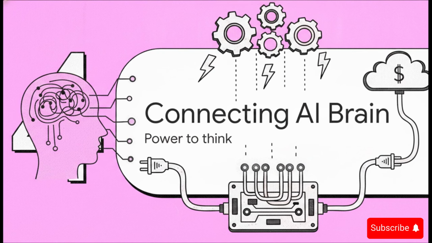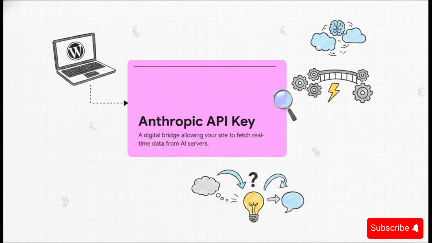All right, section 4. This is where the magic happens, connecting the AI brain, giving your tool the power to actually think. Once your WordPress is all set up and you've uploaded that zip file that Claude generated for you, you've got to give the tool its brain. You do this through an Anthropic API key. Think of it like a highly secure digital bridge. It allows your website to fetch real-time, intelligent data directly from massive AI servers. So instead of just spitting out pre-programmed, static, boring answers, this API key fuels your tool to generate dynamic, totally fresh, contextual results for every single user query.